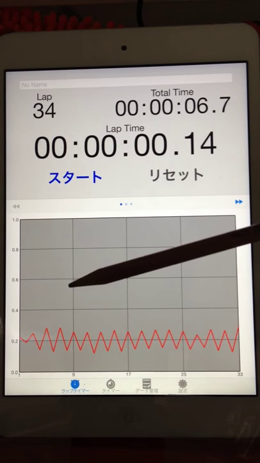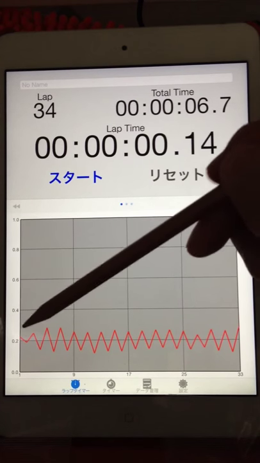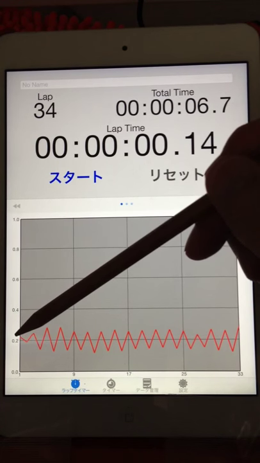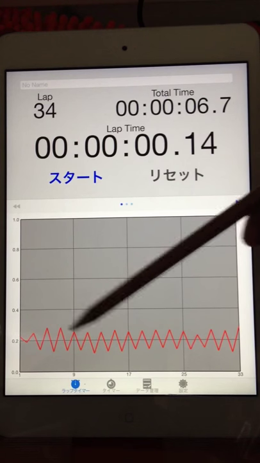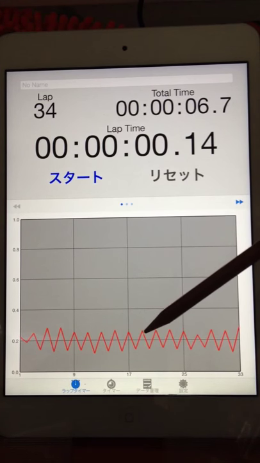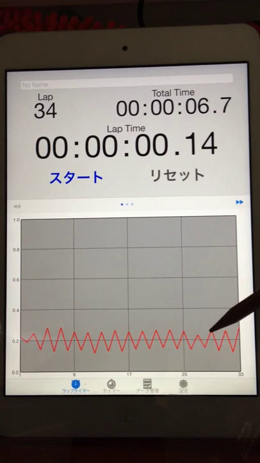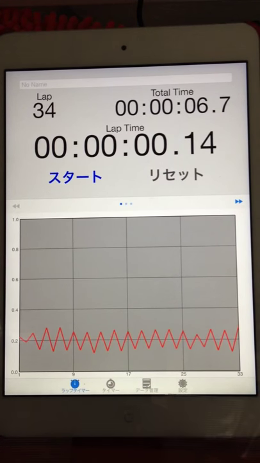Double tempo. 1, 2, 3, 4. So I'm going to press piano.